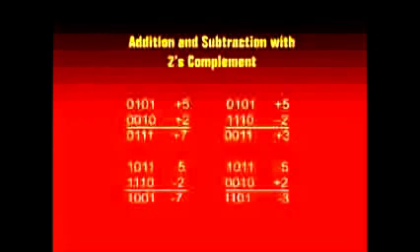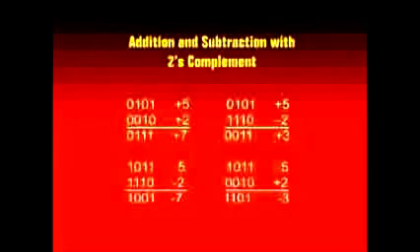Let's consider the third case. In the third case, you add plus 5 with negative 2. The answer should be plus 3. Now, positive 5 is represented in its 2's complement form as 0, 1, 0, 1. Negative 2 is represented in its 2's complement form as 1, 1, 1, 0. If you add these two numbers, you get 0, 0, 1, 1, which is of course positive 3 represented in its 2's complement form.